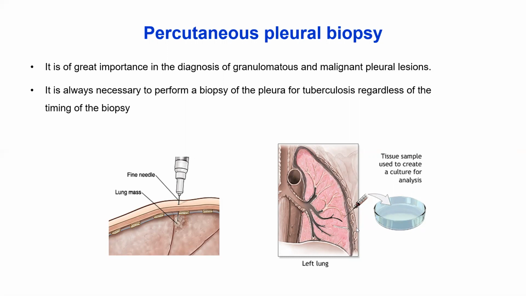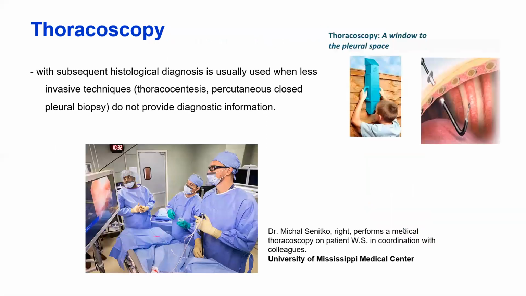And this slide demonstrates the percutaneous pleural biopsy. It is not a routine test. This is an invasive test. It can be indicated for diagnosis of suspected granulomatous and malignant pleural lesions. It is always necessary to perform a biopsy of the pleura for tuberculosis, regardless of the timing of the biopsy. We obtain a tissue sample and refer it to culture analysis.